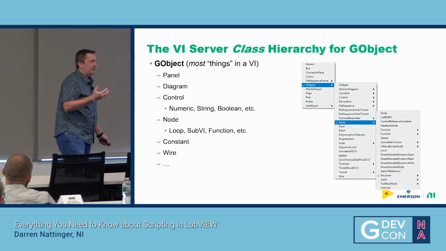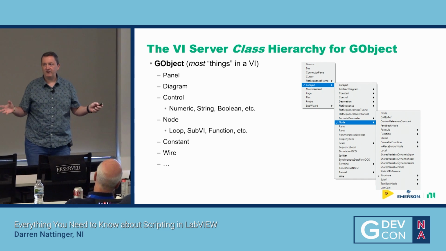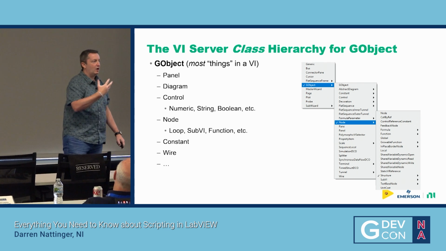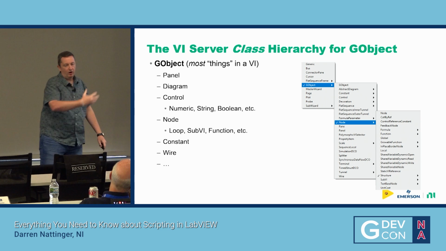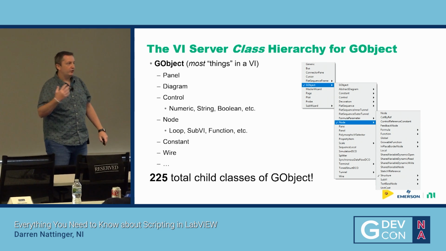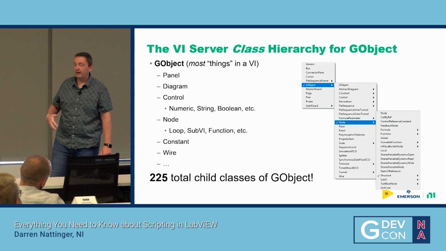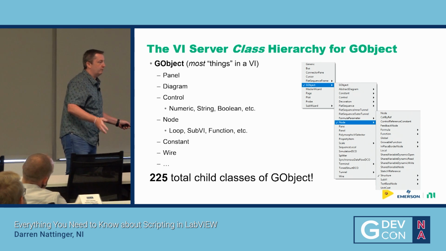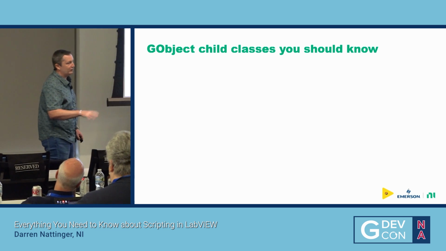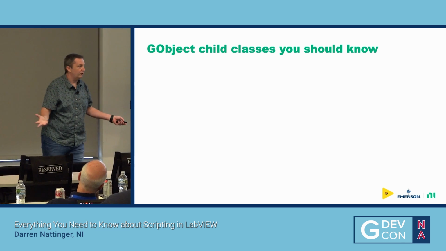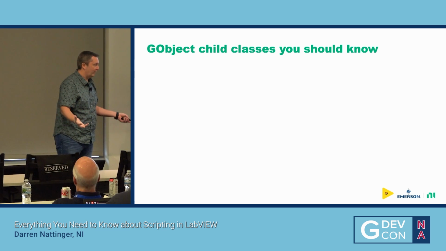GObject is the class that encompasses pretty much everything in a VI. A panel, all the stuff that could be on the panel. A diagram, all the stuff that could be on a diagram. There are 225 total child classes of GObject. And we're about to go through every single one of them. No, I'm kidding, we are not. Let me tell you guys some of the GObject child classes that you should know that are just good general purpose knowledge for when you start wanting to write automated tools for LabVIEW.